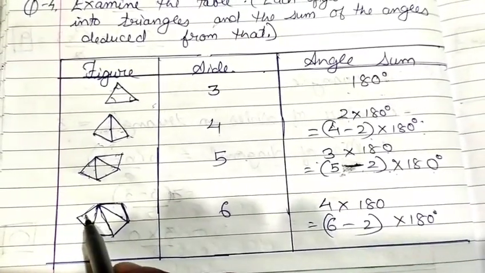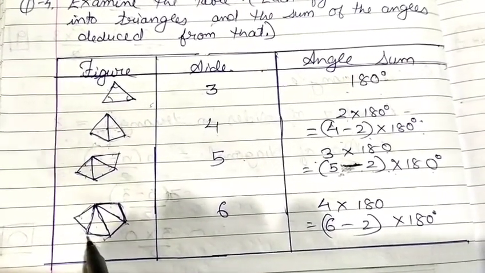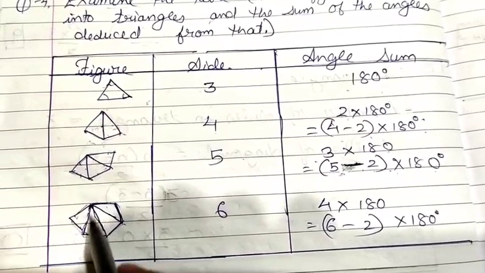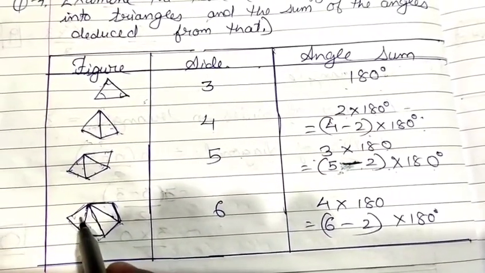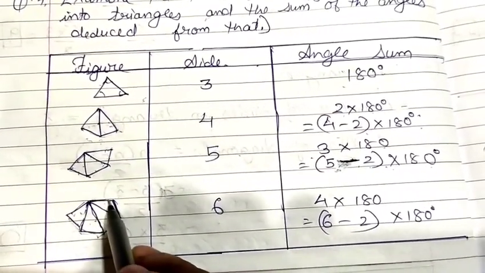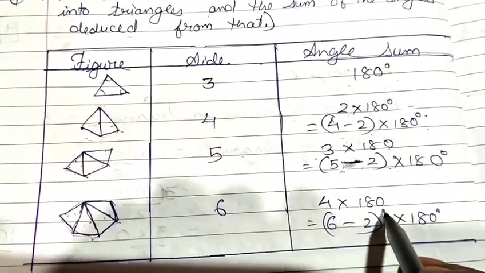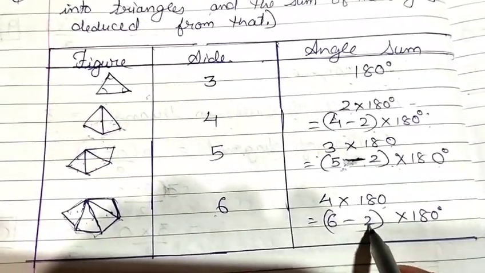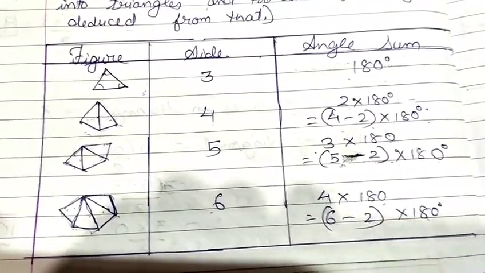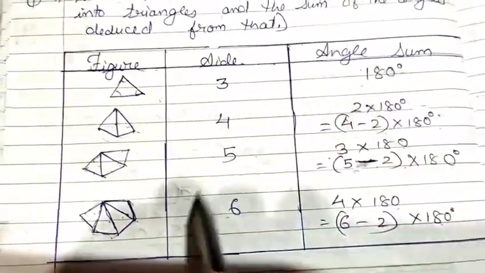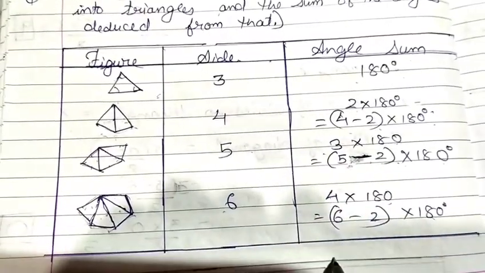Now a 6-sided figure, 1, 2, 3, 4, 5, 6. Pass 3 lines so that the figure is divided into 4 triangles. So 4 times 180. See here. That means 6 minus 2 gives 4, and 4 into 180. Now these are the values which are given.